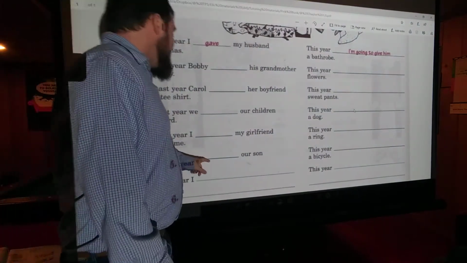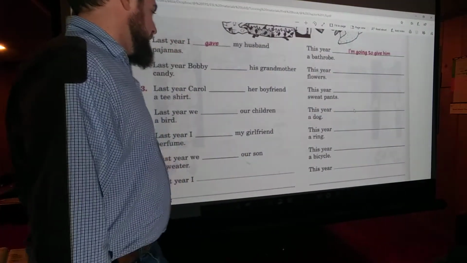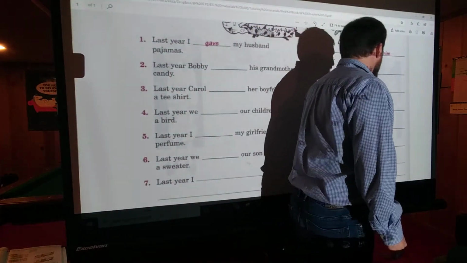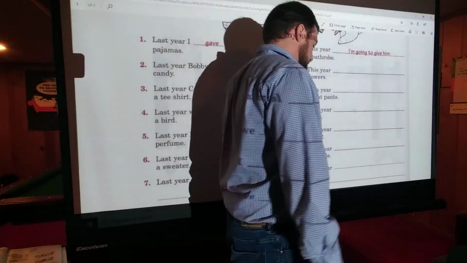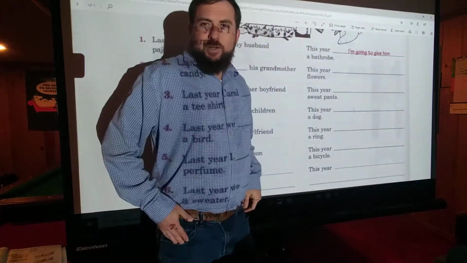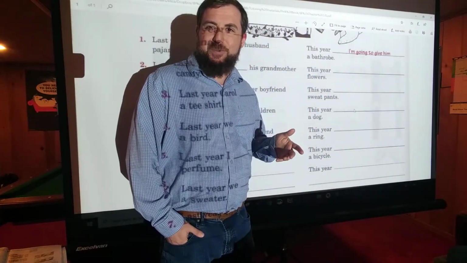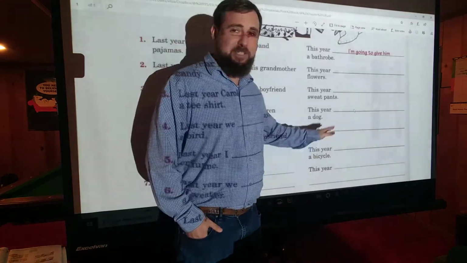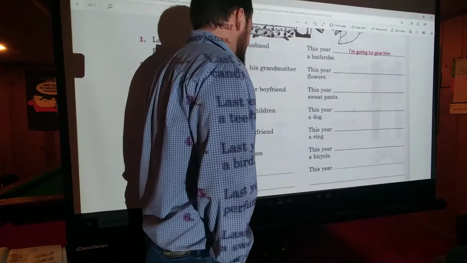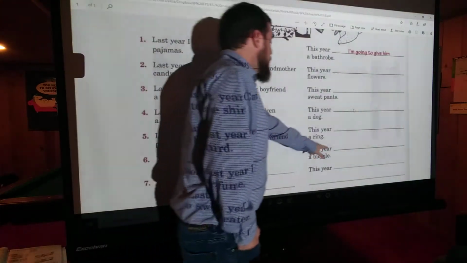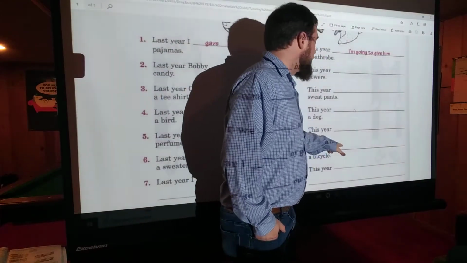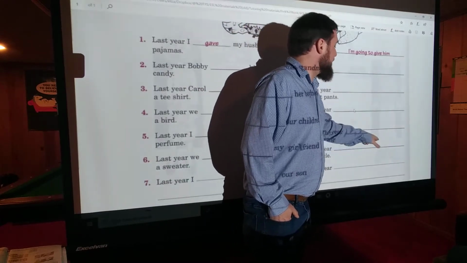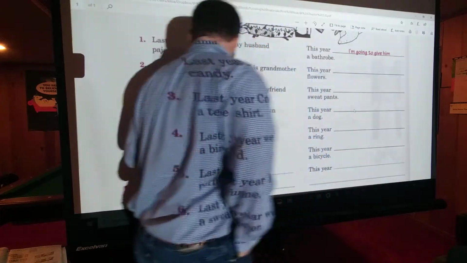Last year, we gave our son a sweater. This year, we're going to give him a bicycle. Who gives their son a sweater for their birthday? Like a sweater? A bicycle's much better. Anyway, this year, we, W-E apostrophe R-E, going to give him a bicycle.